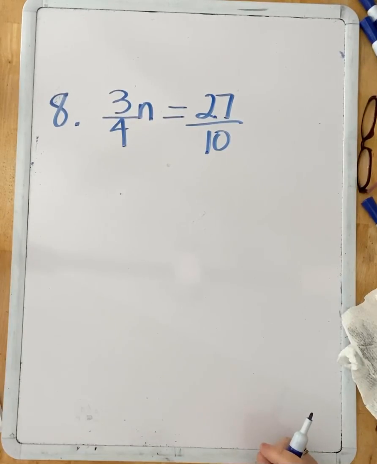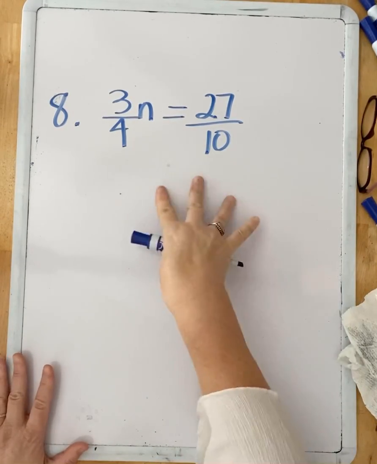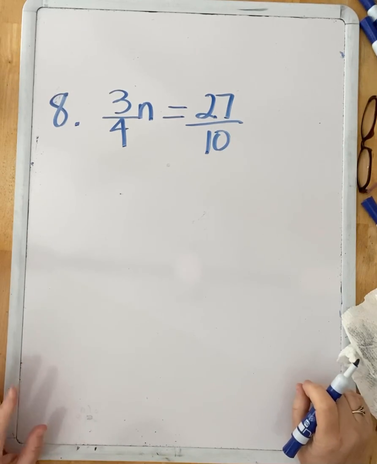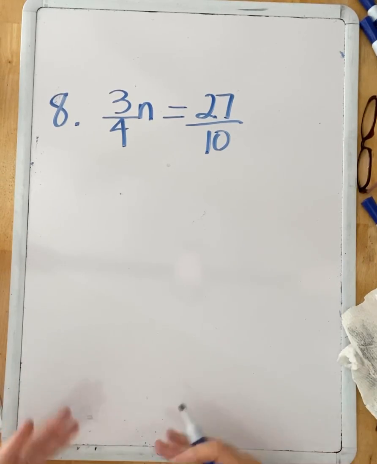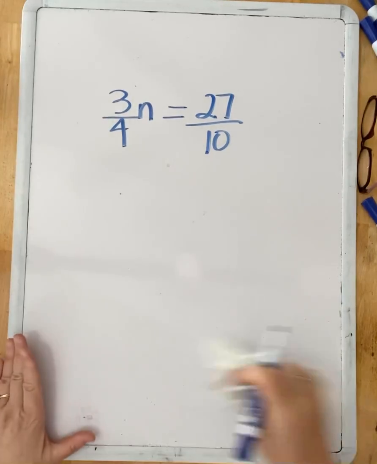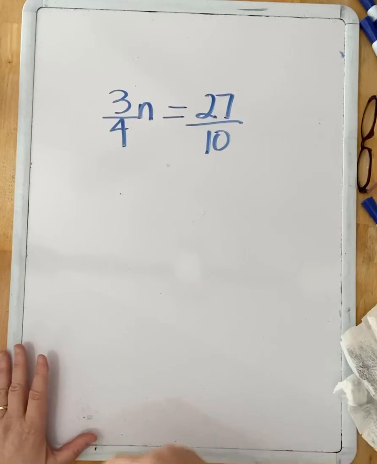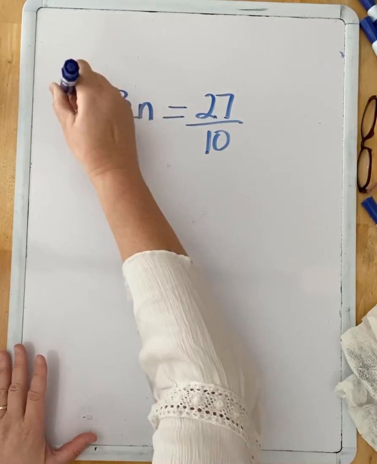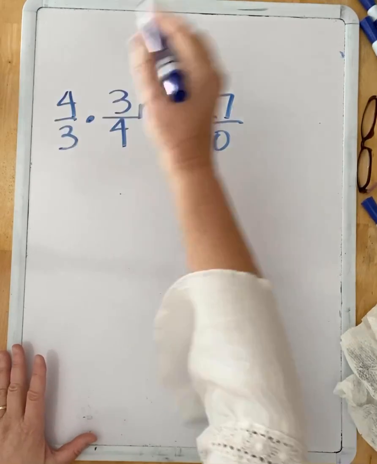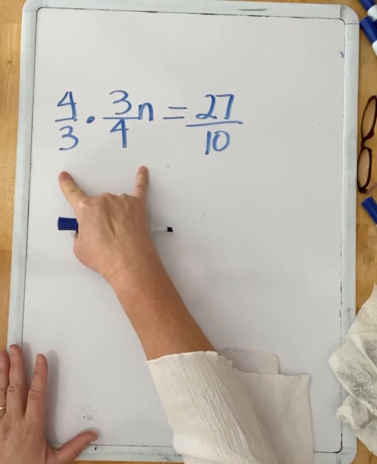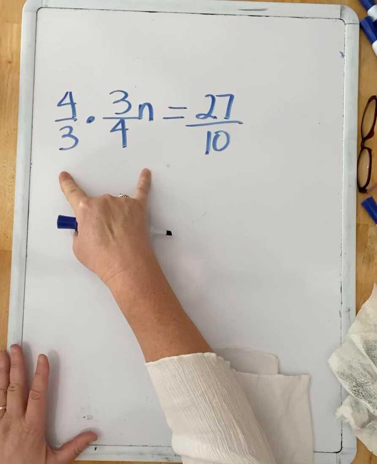Okay, let's move on to fractions on both sides. The principle is the same. So you're going to use the same process. I already explained about reciprocals. So the reciprocal of 3/4 is 4/3. If I multiply by 4/3 on this side, that gives me the identity property of multiplication.